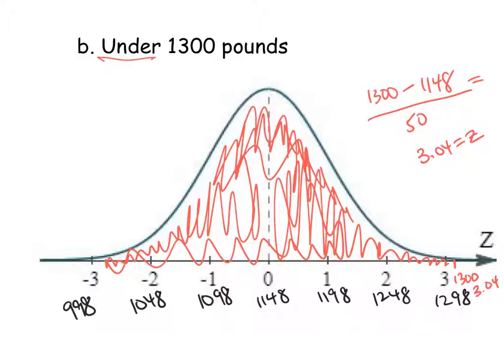All right, so we're back to my normal curve with my shading, but this time remember that the table values always go to the area to the left. And so actually this red shaded area is the area that I'm looking for, which is 0.9988. And so the percentage of my steers that are under 1,300 pounds is 99.88%.